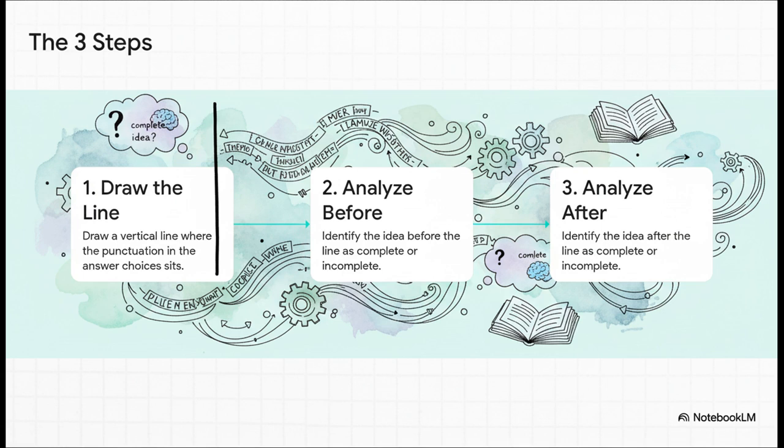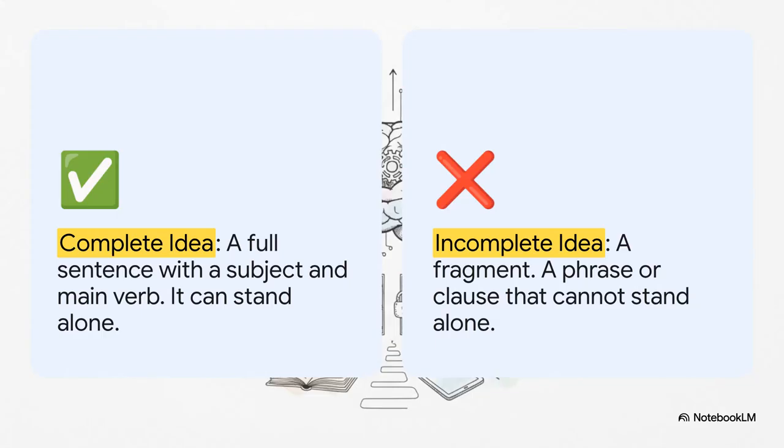First, you just mentally draw a vertical line right where the punctuation is supposed to go. Then, you ask yourself two simple questions. Is the chunk of text before that line a complete idea? And is the chunk of text after that line a complete idea? That's it. So what do I mean by a complete idea?